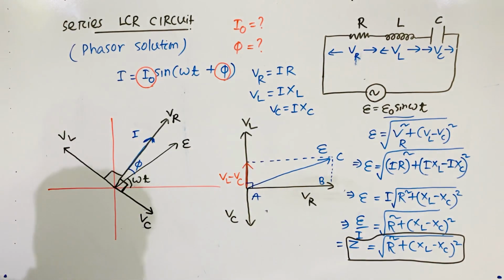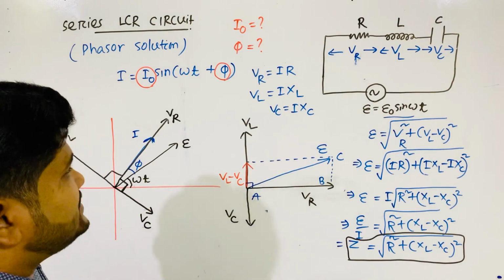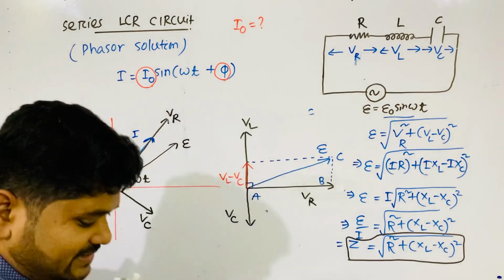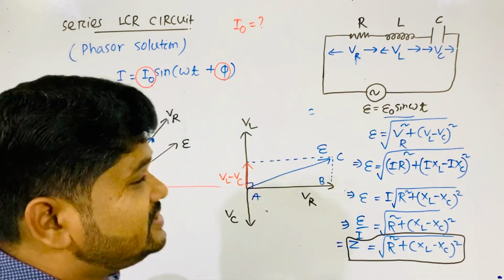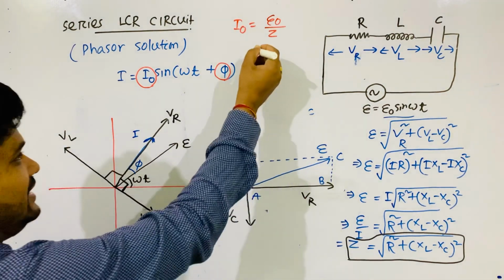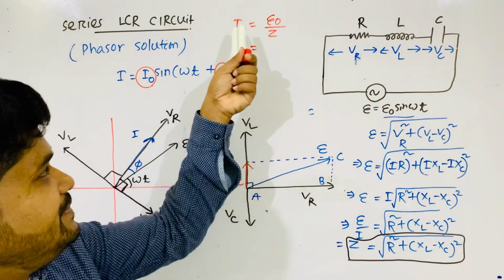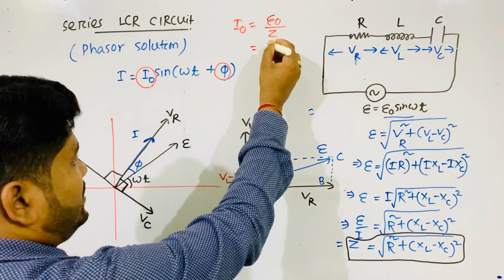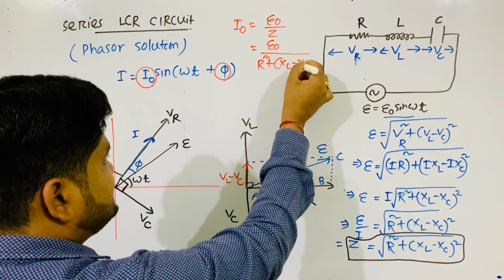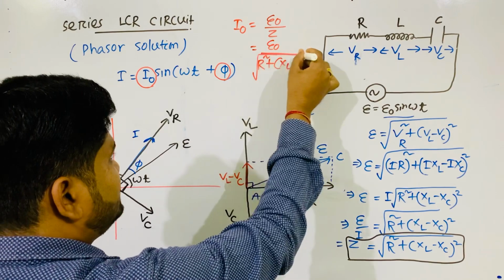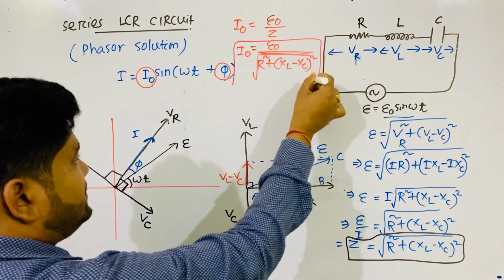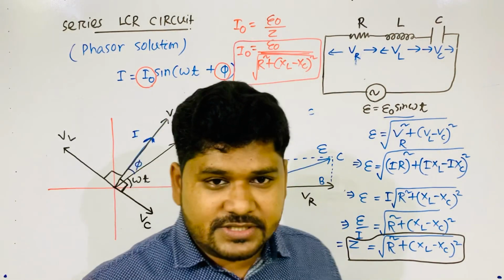If this is the net opposition, then what is the expression of this I naught, which was the question to us? Now you got I naught. So I naught is equal to E naught by Z. Current is equal to peak voltage by opposition. So now you are getting E naught divided by the square root of R square plus XL minus XC whole square. So this is the expression of I naught. This formula you have to remember to solve the numericals.